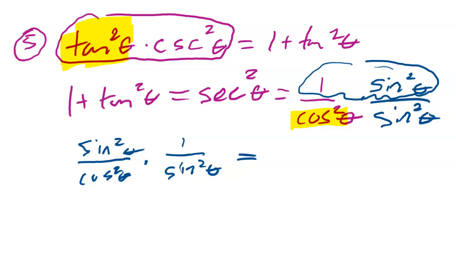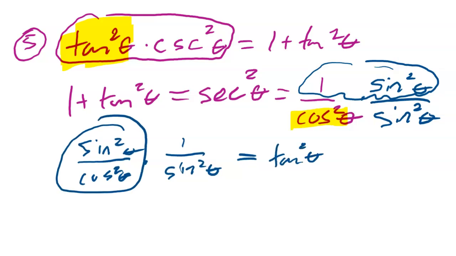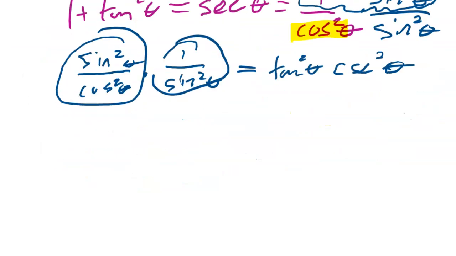And then I can just convert them. This is going to turn into tangent squared theta, and then this is going to turn into cosecant squared theta. All right, on to 7. Making okay time, I guess.